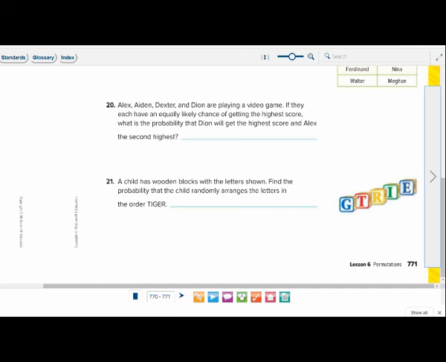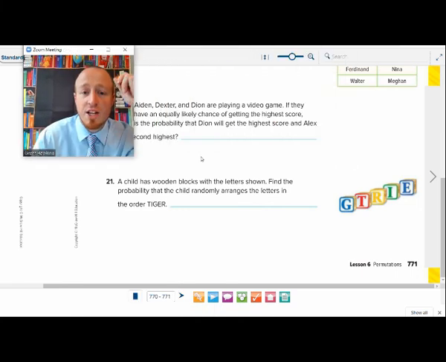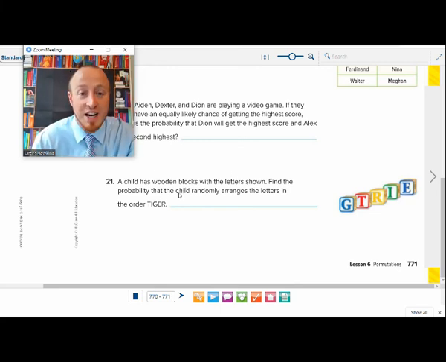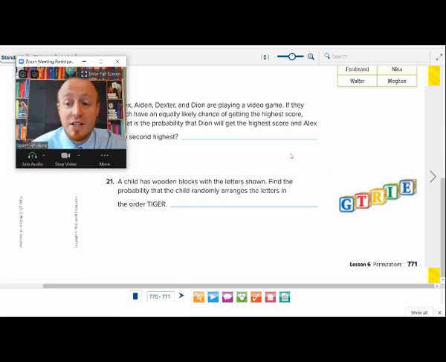All right, let's look at 21. That's what we're going to do. 21. It says a child has wooden blocks with the letters shown, G-T-R-I-E. Find the probability that the child randomly arranges the letters in the order tiger. Okay, doesn't sound very likely, but let's see.